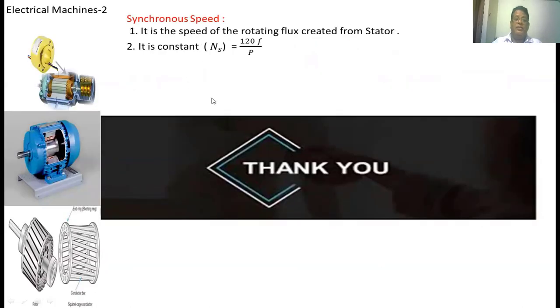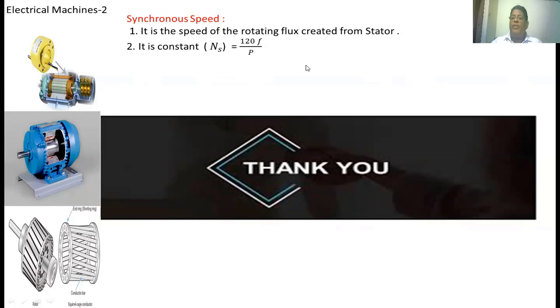We have discussed how the rotating flux will be created from the stator winding at synchronous speed. Synchronous, the meaning of synchronous is constant speed. So whatever the flux coming from the stator winding, that is a constant, 1.5 times phi m. Moreover, how much speed it is rotating is also constant. So that speed we are calling synchronous speed. The speed at which the stator flux is rotating is nothing but the synchronous speed. It is a constant, Ns equal to 120 f by P.